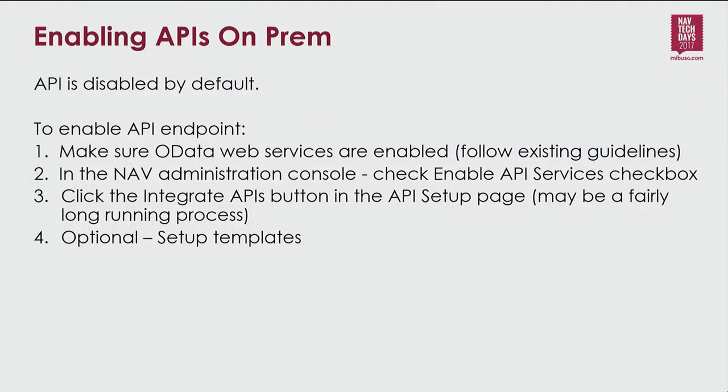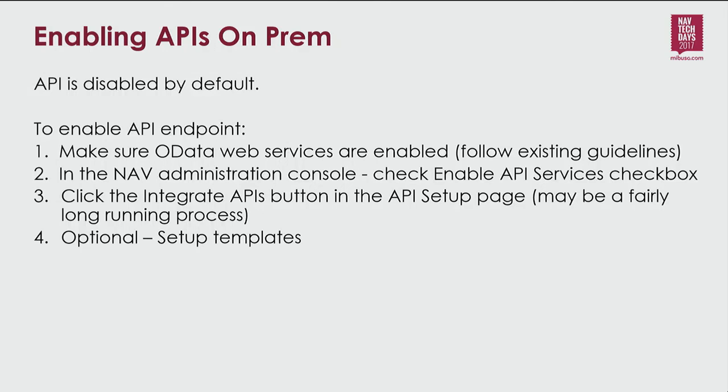basically, for enabling APIs on-prem, as you already heard, the API is disabled by default. There was a lot of discussion, should it be enabled or disabled, but we felt that it wouldn't be right that we enable something out of the box, so users might be sharing more than they wanted. Because this list of the data that we share is quite long. And it's very easy to set up the APIs on-prem, so you just need to enable the OData web services, and then in the administration console or in the config, you just need to change the Enable API Services checkbox.